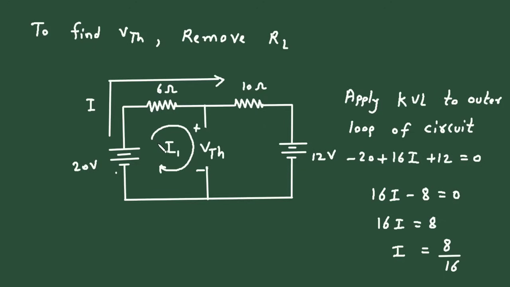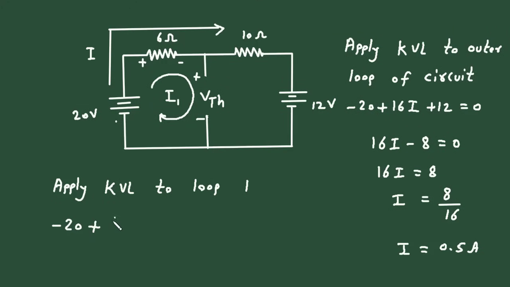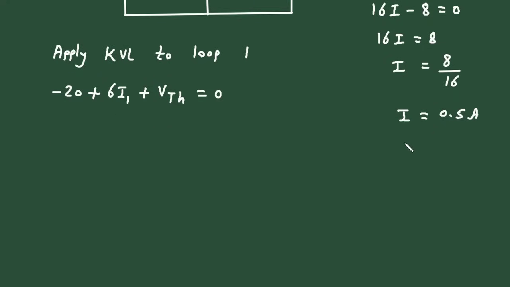Now here this current I is equal to I1. So let's apply KVL to mesh 1, let's say loop number 1. Let's say we are starting from this point again, so it will be minus 20, then plus 6I1, then plus VTH is equal to 0. Now we have I is equal to I1. Therefore I1 is equal to 0.5 ampere.